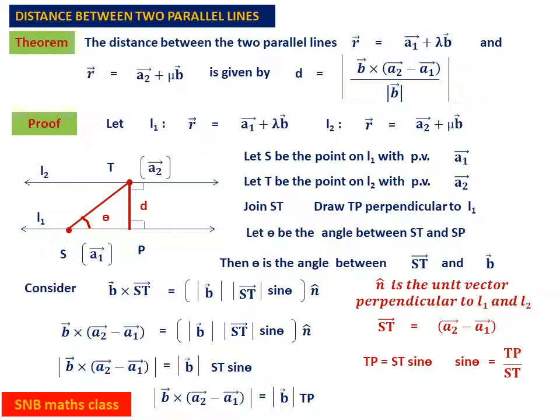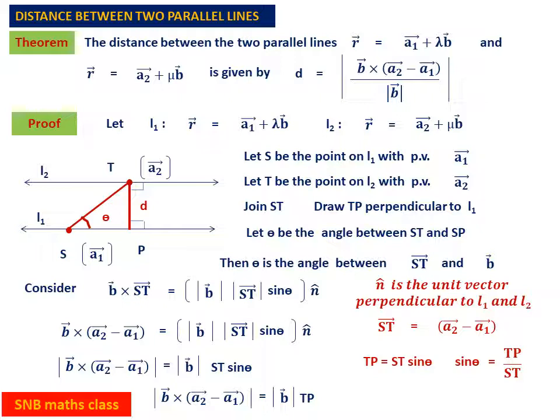both are one and the same. Now ST is actually A2 minus A1. You can see in the diagram, position vector of S is A1, position vector of T is A2. Therefore, vector ST must be equal to difference of the position vector, that is A2 minus A1. Therefore, substitute: B cross A2 minus A1 will be equal to magnitude B, then magnitude ST, then sine theta into unit vector N. So this is the first thing you have to remember.